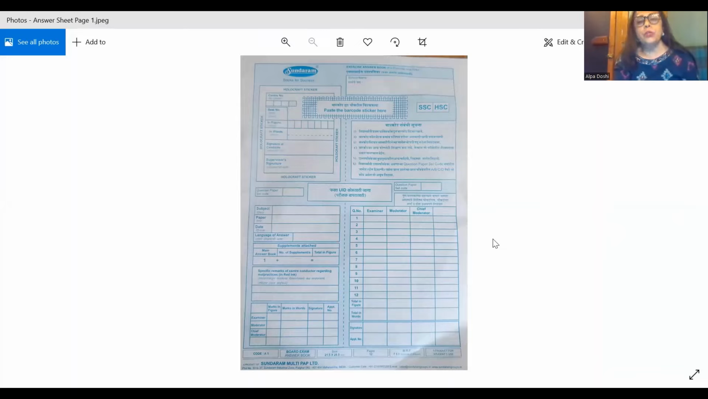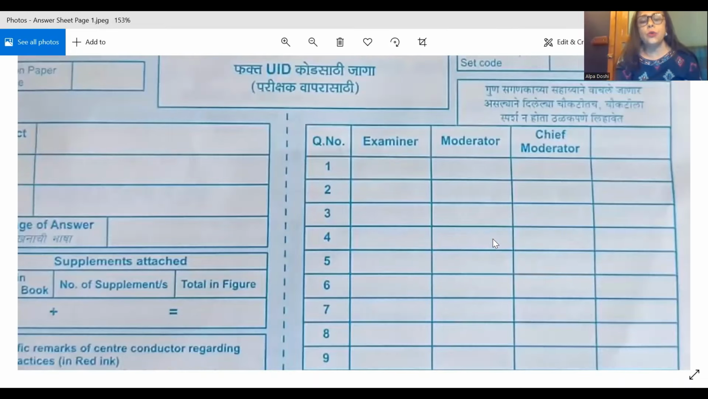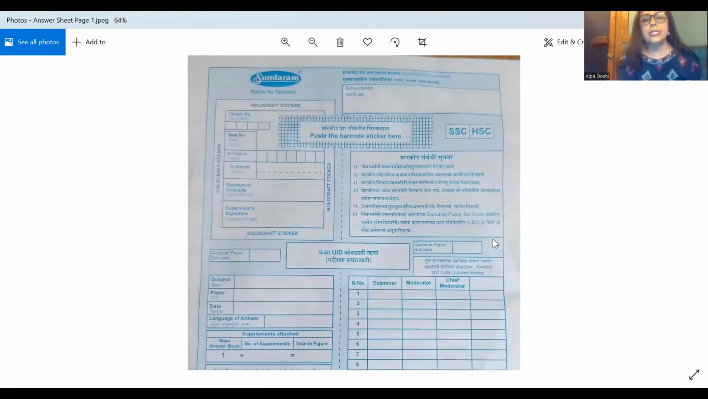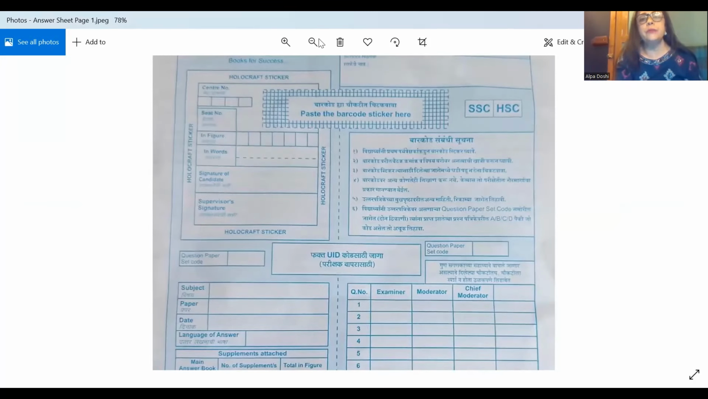However, I would like you all to make note of the minute details that this entire document carries. So we will be moving to the first part of the document and let us see how we can understand the different parts which have to be filled up. If you see the very first part here, you have the section which is called the center number. We'll come to the holocraft sticker later because that is in the last 10 minutes. First, let us talk about the center number.